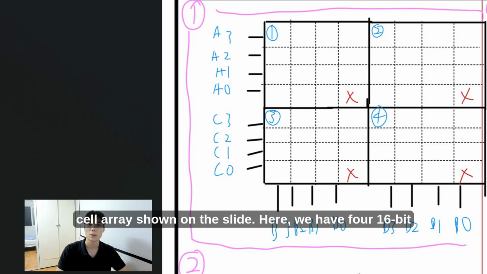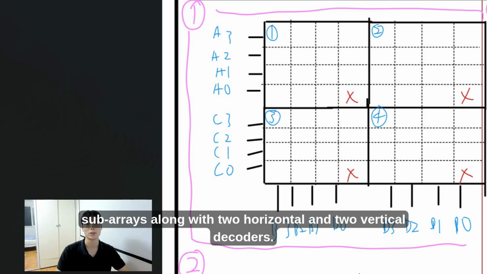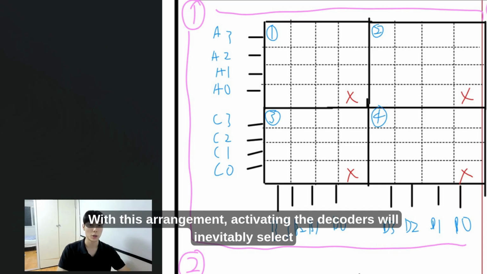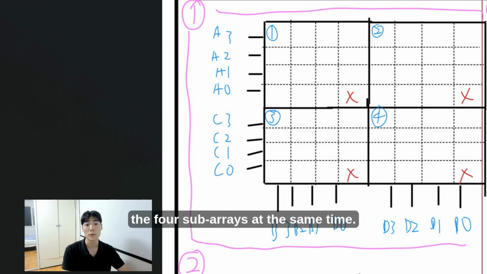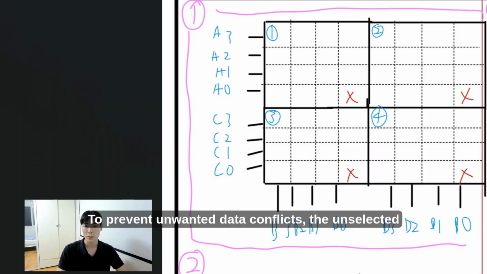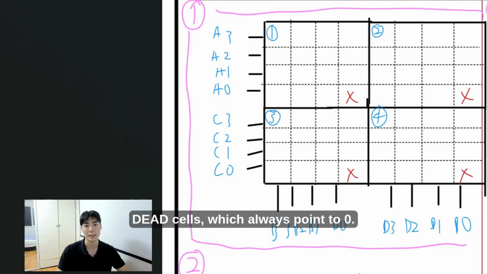Here, we have 4 16-bit sub-arrays along with the 2 horizontal and 2 vertical decoders. With this arrangement, activating the decoders will inevitably select a line in two of the 4 sub-arrays at the same time. To prevent unwanted data conflicts, the unselected addresses in those activated arrays are designated as dead cells, which always point to 0.